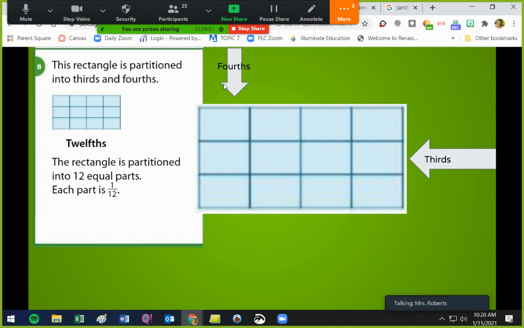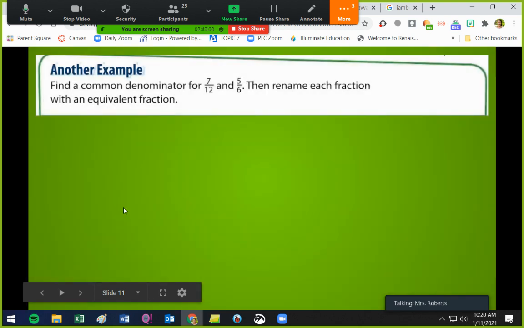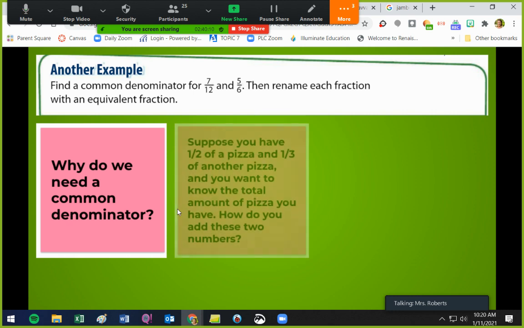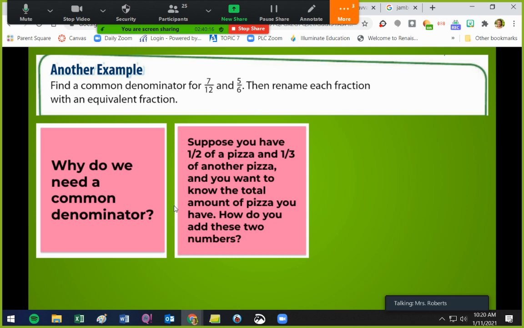Okay, the rectangle is partitioned into 12 equal parts. Each part is worth 1/12. Okay, all right, find a common denominator for 7/12 and 5/6. Then rename each fraction. So why do we even need a common denominator? Suppose you have half of a pizza and 1/3 of another, and you want to know the total amount of pizza that you have. How would we add these 2 pieces together?